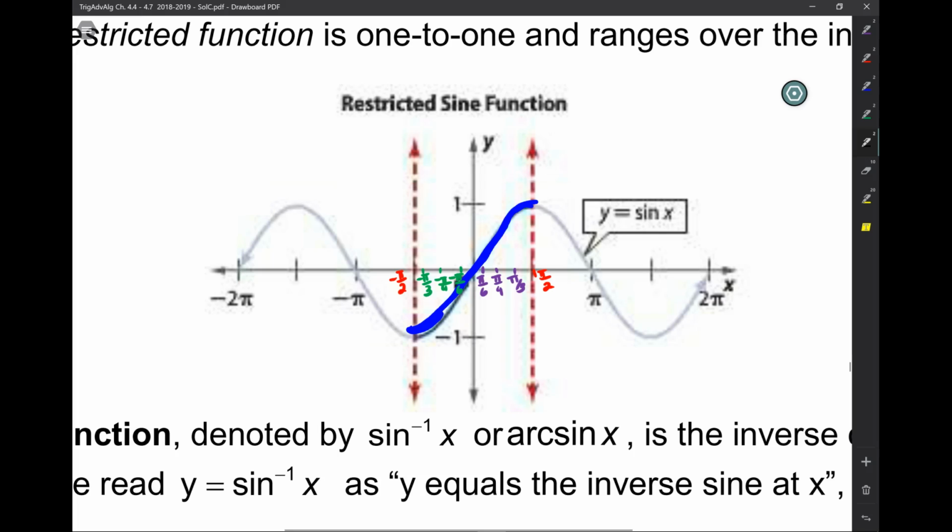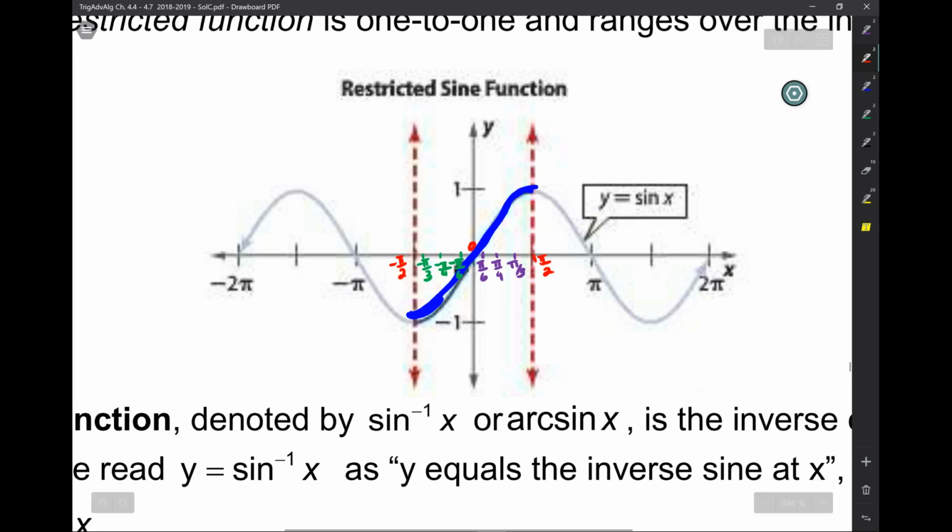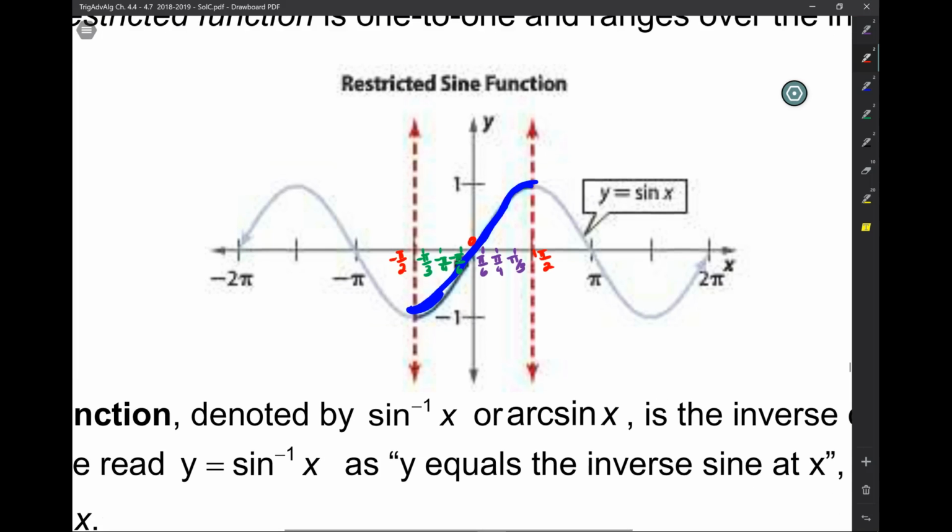3, 3, 6 plus 2, 8, and then there's 0 in the middle. Let's not forget 0. So 9 total angles. That means when we're talking about inverse sine of x, there are only 9 possible answers. That's it. Only 9. Every single one of your answers is going to be one of these 9 values.